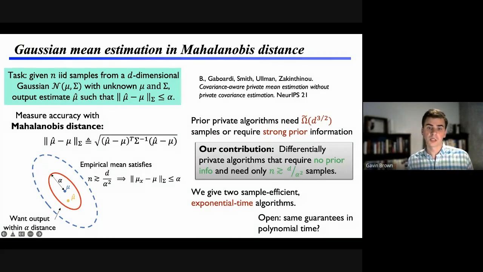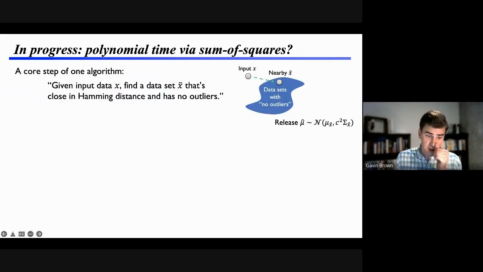This work gives two sample efficient but exponential time algorithms, leaving open the natural question of whether or not we can achieve the same guarantees in polynomial time. This is the question that's been occupying me for the past while. So I'll talk about this approach, which I think is promising, but I want to emphasize is not a theorem and is not fully worked out.